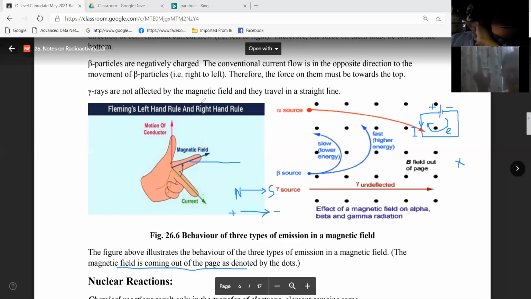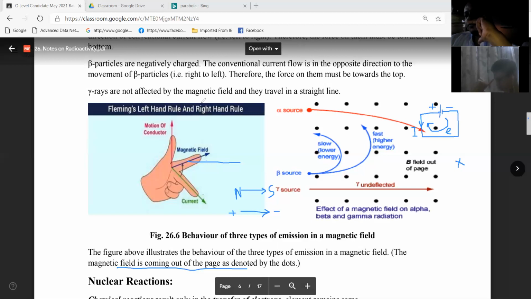You see, the thumb is going down. The thumb is going down, right? And the thumb is showing you the direction of the deflection, the force, the thrust. Thumb for thrust. Okay, got it? And that's why the alpha particle is going down.